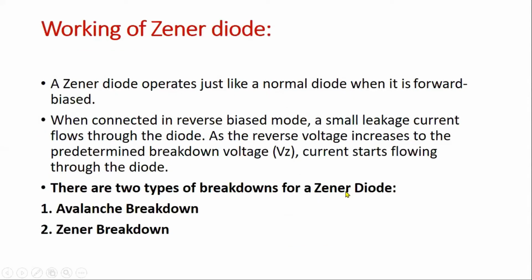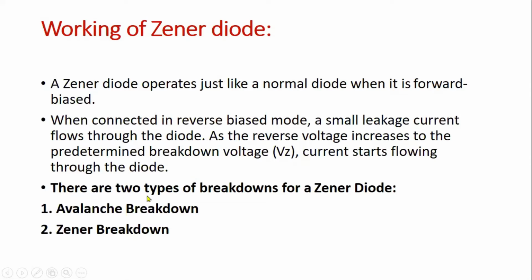Then, how does the Zener diode work? Briefly I will tell you. A Zener diode operates just like a normal diode when it is in forward bias. When connected in reverse bias mode, a small leakage current flows through the diode. As the reverse voltage increases to a predetermined breakdown voltage, called VZ, the Zener voltage, current starts flowing through the diode again. So we can observe a sharp variation of current.